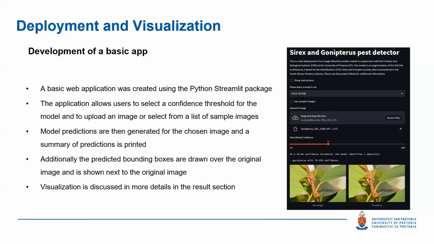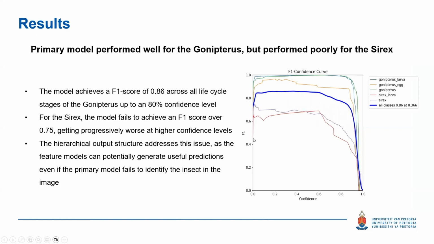Moving on to results, we see that the primary model performed well for the Gonipterus, but performed poorly for the Sirex. So the model achieves an F1 score of 0.86 across all life cycle stages of the Gonipterus, up to an 80% confidence interval. For the Sirex, however, the model fails to achieve an F1 score over 0.75, getting progressively worse at higher confidence levels. The hierarchical output structure hopes to address this issue, as the feature models can potentially generate useful predictions, even if the primary model fails to identify the insect in the image.